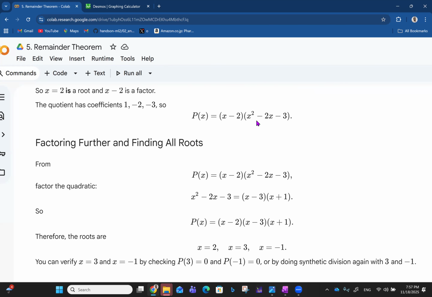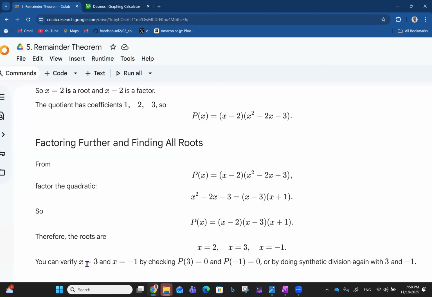From p of x, which is x minus 2 times x squared minus 2x minus 3, we can factorize the quadratic x squared minus 2x minus 3 as x minus 3 into x plus 1. So p of x is x minus 2 into x minus 3 into x plus 1. Therefore, the roots are found by equating each to 0. x minus 2 equals 0, so x is 2. x minus 3 equals 0, so x is 3. x plus 1 equals 0, so x is minus 1. So that's the minus 1 I got over there.